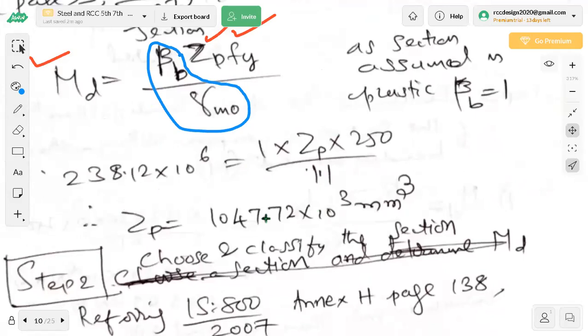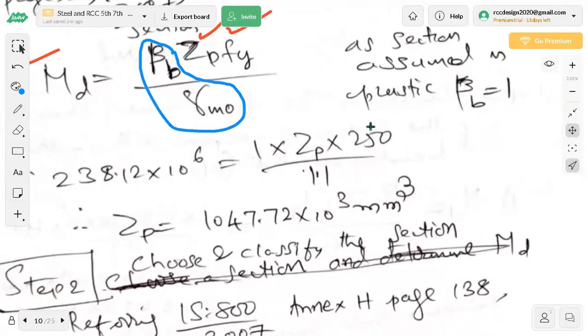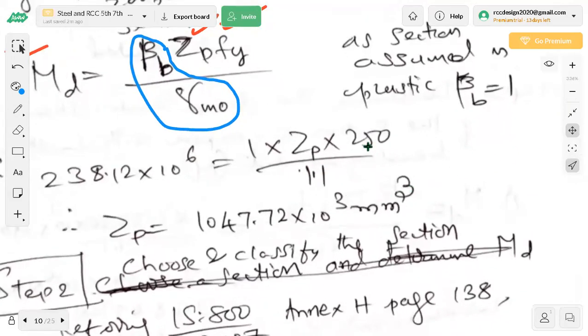Now on the LHS, moment of resistance is equal to the bending moment I have taken, which is 238.12 into 10 raised to 6, which is WL square by 8. This is equal to 1, that is beta B, into ZP, which is to be calculated here, into 250, which is Fy, divided by 1.1. Observe here, it is not 415, don't get confused. It is 250. Yield stress of steel is taken, not ultimate stress. So this is yield stress 250 divided by 1.1.